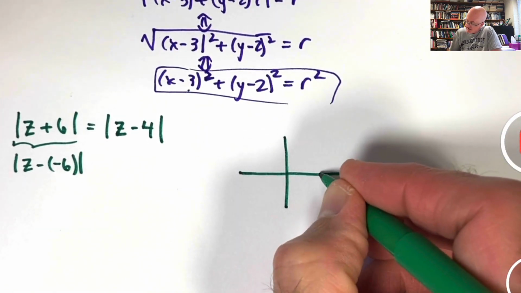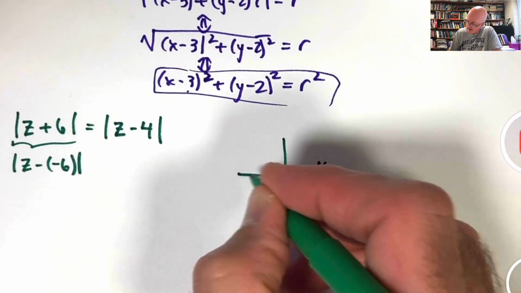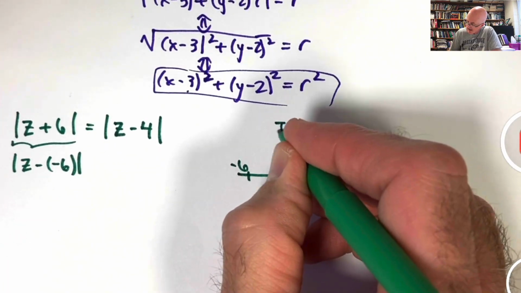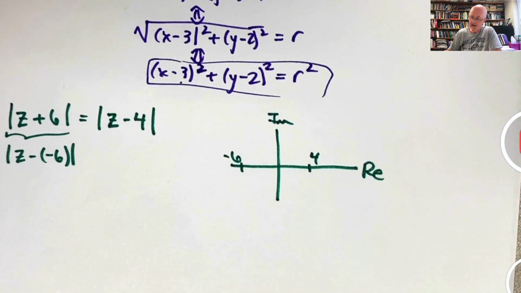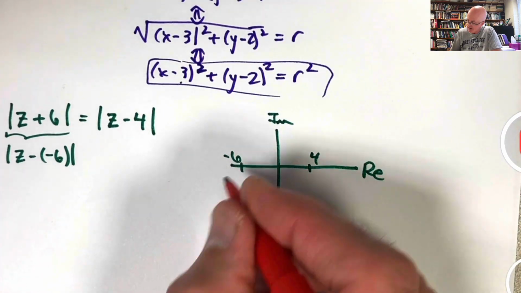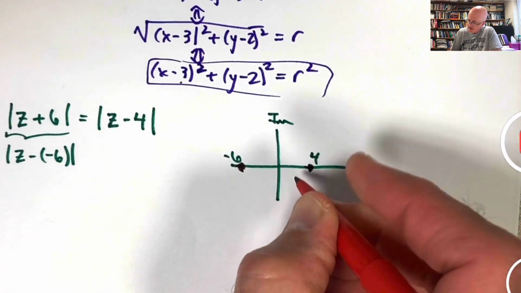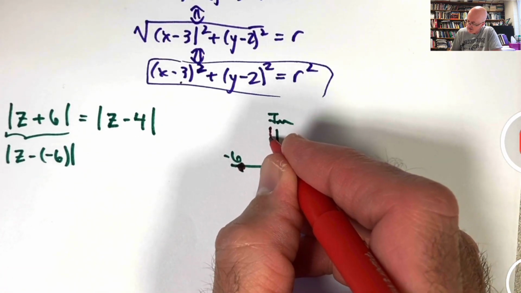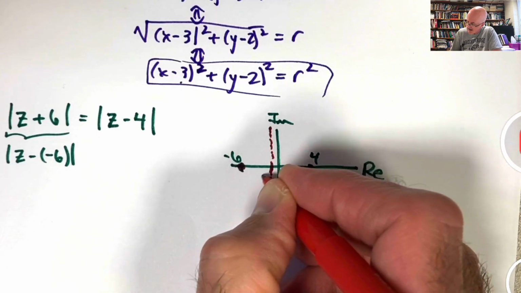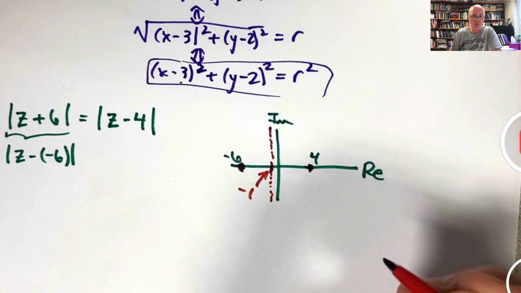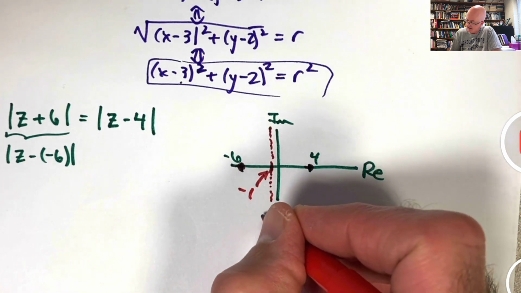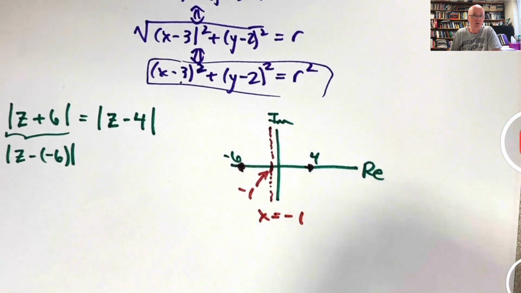Thinking about that purely geometrically, if we mark 4 right here and negative 6 over here in the complex plane, we can ask, what are all the points in the complex plane that are equidistant between those two numbers? Right here and right here. I hope it's pretty clear. It's got to be a vertical line halfway between them. In fact, a vertical line at negative 1, real part equaling negative 1. And probably the simplest way to describe that vertical line is with equation x equals negative 1.